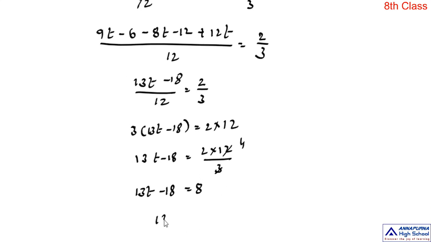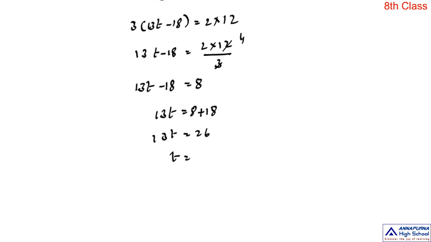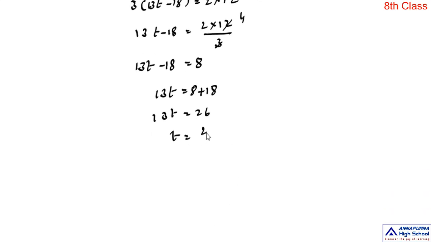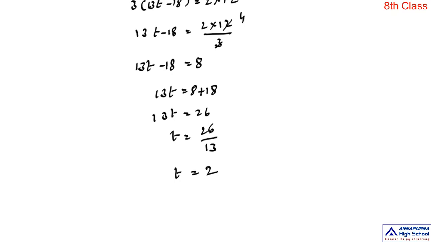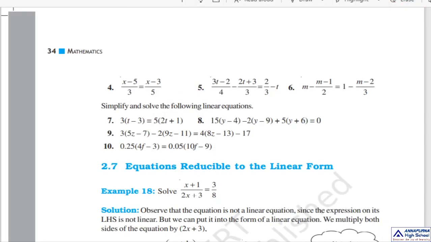13t is equal to 8 plus 18. 13t is equal to 26. So t is equal to 26 by 13. So t is equal to 2. So this is the fifth one. And when you see the remaining sums, the sixth one, m minus 1 by 2 is equal to 1 minus m minus 2 by 3.